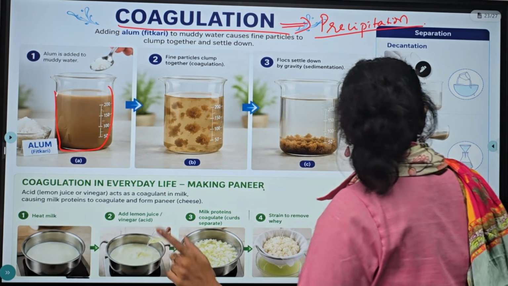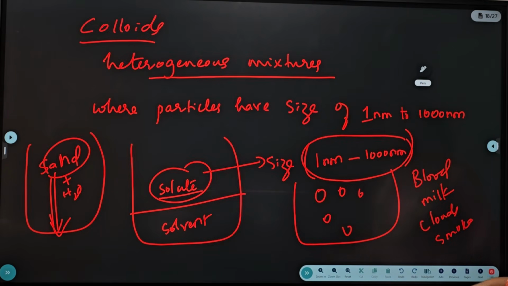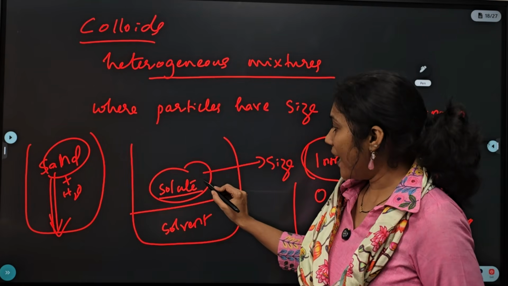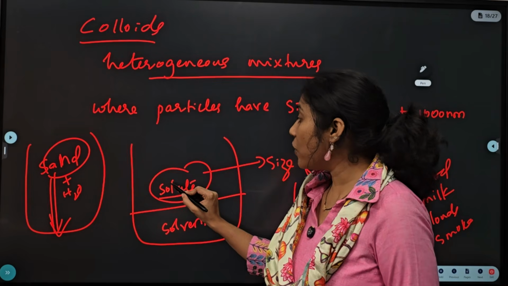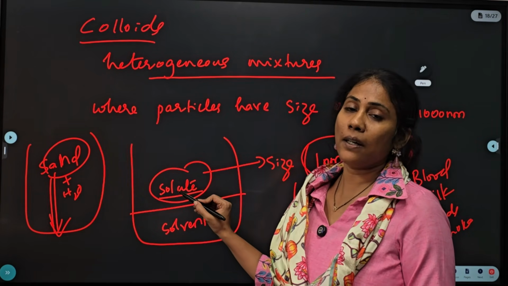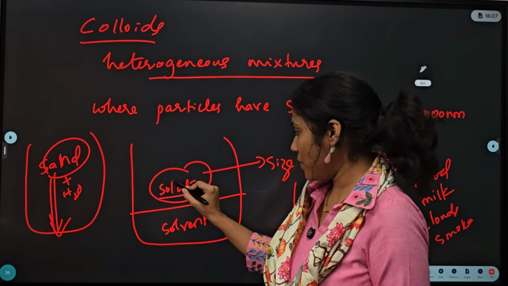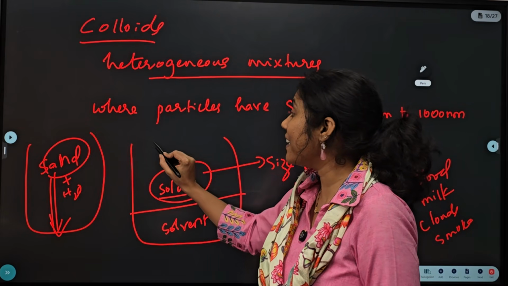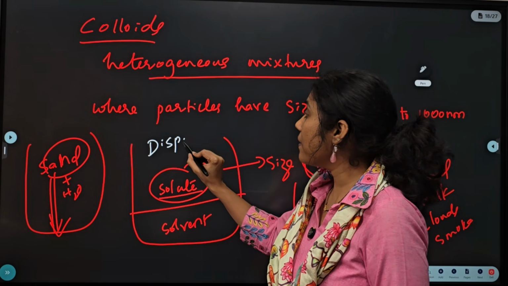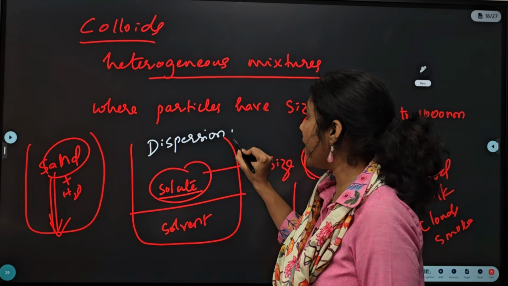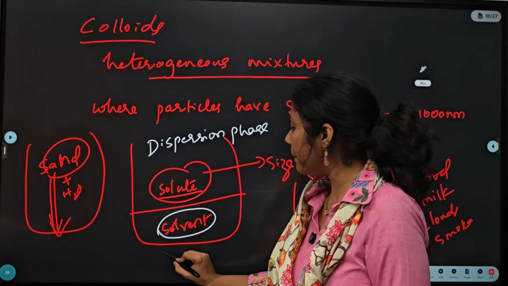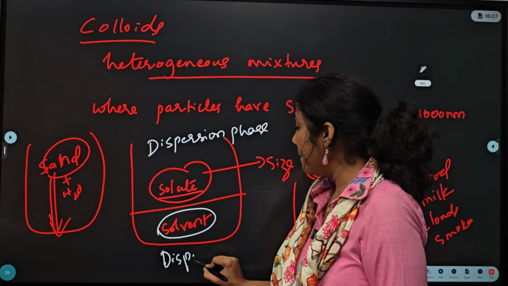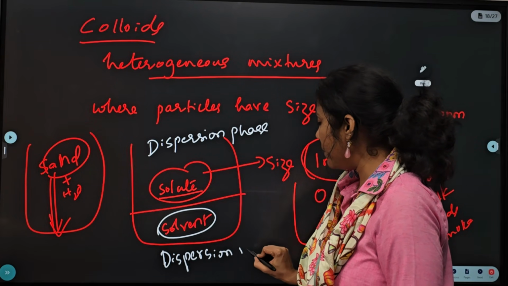Let me tell you one more point here. When I spoke about colloids, say you have a solute and a solvent. The solute particle size is in this range. Actually, in the case of a colloid, you don't call this the solute. The solute can be called by another name, dispersion phase. The solvent can be called by a different name, dispersion medium. This is very, very important.